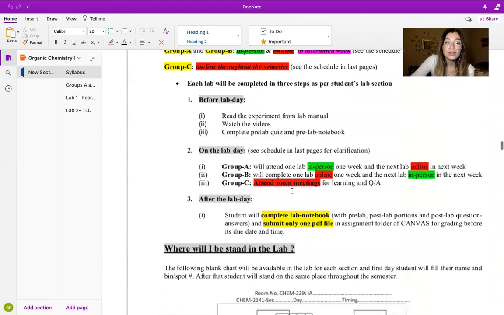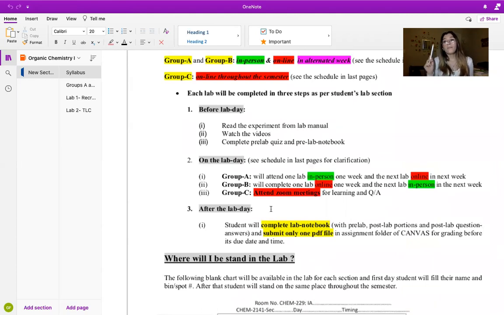So let me get to these steps right here. Before your lab day, you need to read the experiments from the lab manual and need to watch these videos. I cannot emphasize how important this is. You need to know the theory about the experiment in order for you to do the experiment.